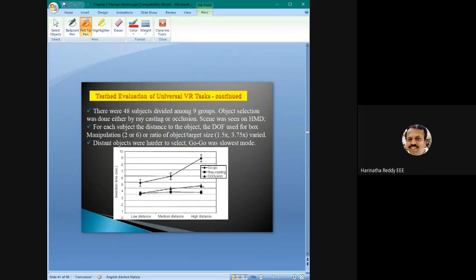So to experiment this second test bed evaluation, 48 users were selected, nothing but subjects. And these subjects were divided into 9 groups. Is it clear? Object selection was done in 3 methods: the go-go method, the raycasting method, and the occlusion method. And on these different groups they experimented using these 3 methods. So in these experiments, for each subject, the distance to the object and the DOF used for box manipulation are varied. DOF means degrees of freedom. Please remember, for each subject, the distance to the object and the DOF used for box manipulation are varied.